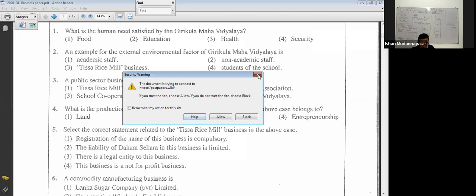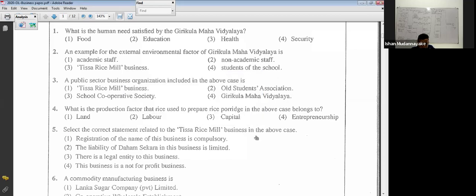Question number 5. Select the correct statement related to this rice mill business in the above case. What's the answer? Yes, the first one is the answer. Registration of the name of the business is compulsory. The correct statement is the first one.